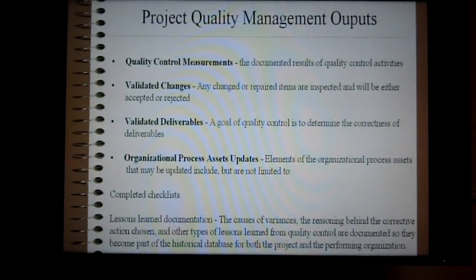The outputs of project quality management. We come out with quality control measurements, validated changes, validated deliverables, and organizational process asset updates. Elements of the organizational process assets that may be updated include, but are not limited to, completed checklists and lessons learned documentation, which is very important. We identify the causes of variances, the reasoning behind the corrective action chosen, and any other types of lessons learned from the quality control, which are documented so they become part of the historical database for both the project and performing organization.